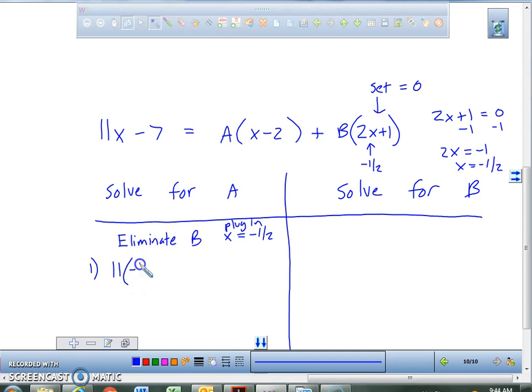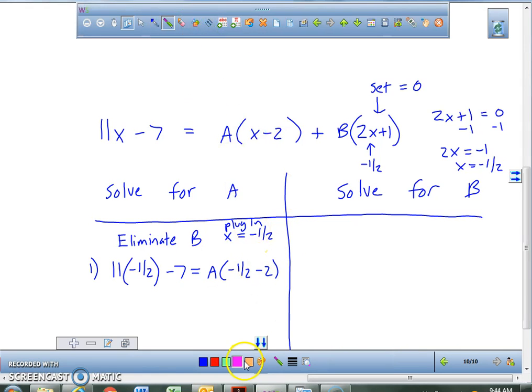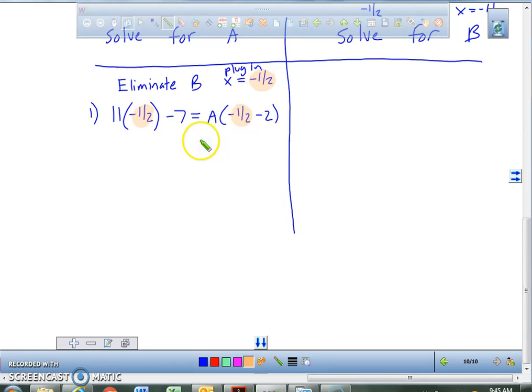So 11 minus a half is going to go in the parentheses, minus 7 equals a times negative half minus 2. So right now I want you to pay close attention. We're just taking this negative half, plugging it in here, and plugging it in right there. Now why didn't I worry about the b? Because I knew if I plugged in a negative half, it canceled everything out. Alright? So now we're going to solve for a.